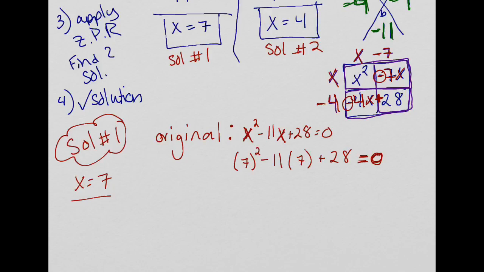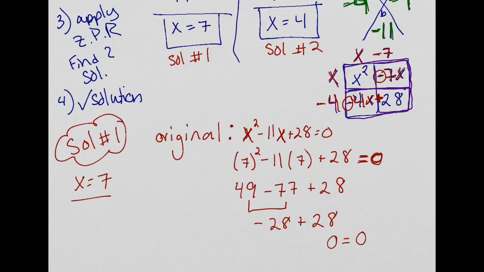So PEMDAS, 7 squared, or 7 times 7, is 49. Negative 11 times 7 is negative 77, and I still have the 28. Then I'm going to just simplify. 49 minus 77 is negative 28. Negative 28 plus 28 is 0.